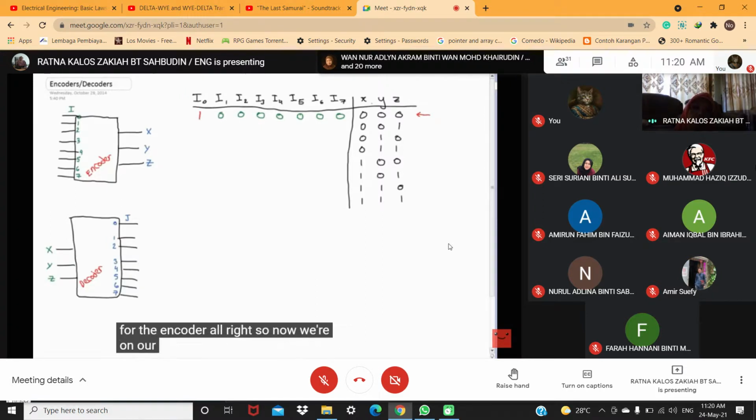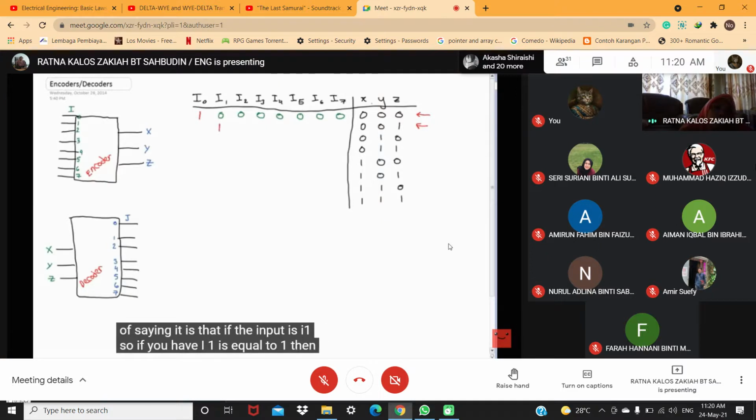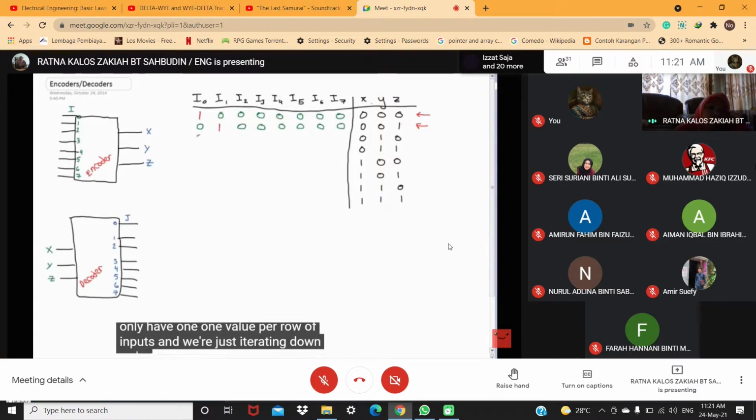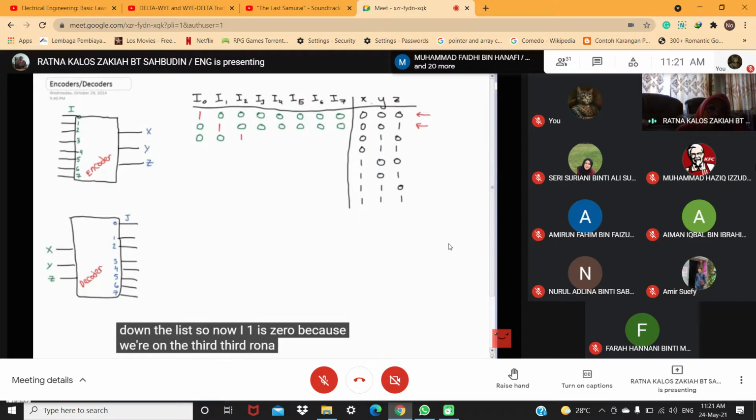Alright, so now we're on our second condition. Another way of saying it is that if the input I1 is equal to 1, then x, y, and z will be 0, 0, 1. So we'll do our zeros now. Remember, we only have one value per row of inputs. And we're just iterating down, going down the list. So now I1 is 0 because we're on the third row now.